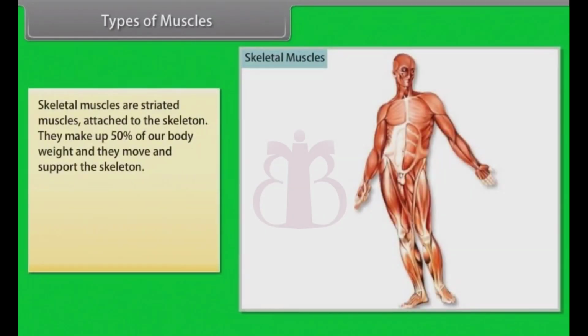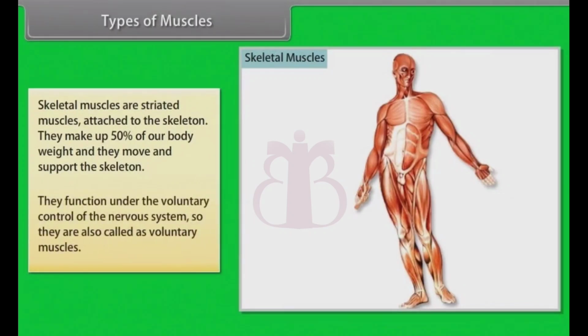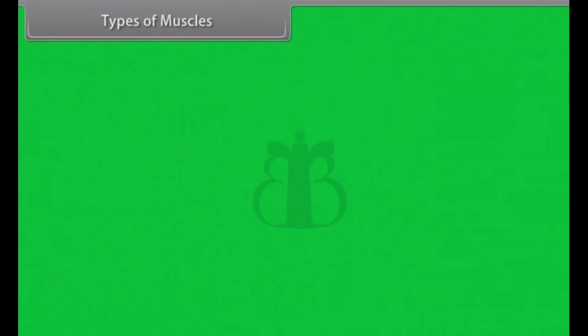Skeletal muscles are striated muscles attached to the skeleton. They make up 50% of our body weight and they move and support the skeleton. They function under the voluntary control of the nervous system, so they are also called voluntary muscles.